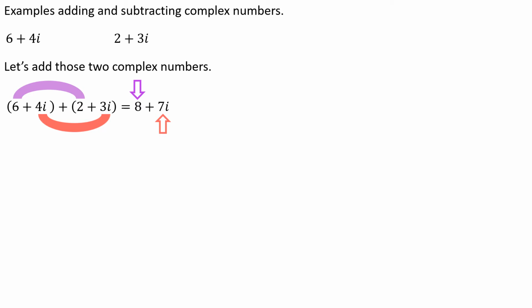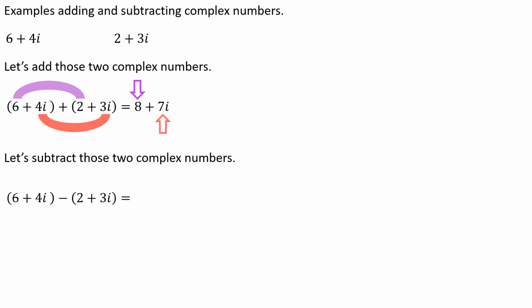I'm going to start with those same two complex numbers, but I'm going to subtract them this time. Ready for the answer? Where did that come from? 6 subtract 2 is 4. 4i subtract 3i is 1i. But of course, I'm not going to put 1i. I'm just going to put i.